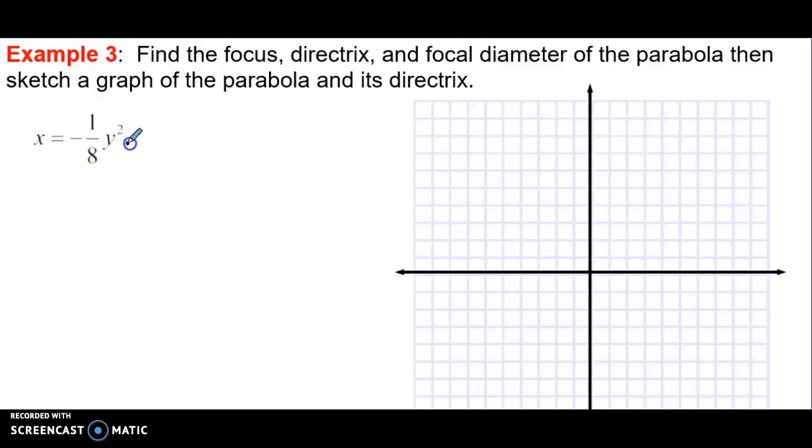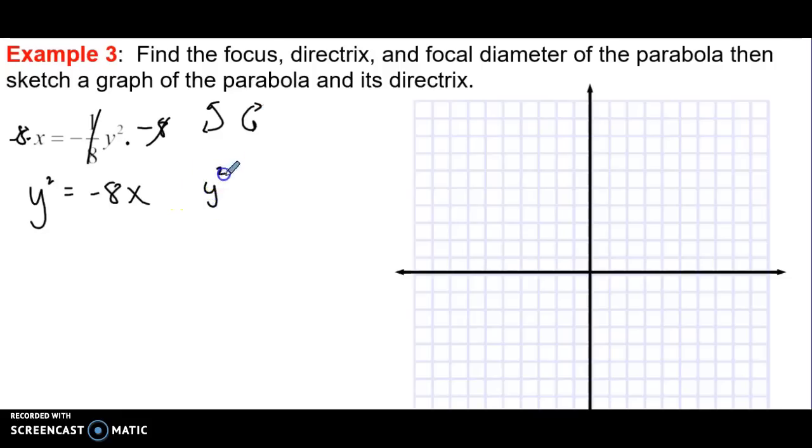So I'm going to go ahead and multiply both sides by -8. So I can cancel these. Those will cancel, and I'll get y squared equals -8x. So now at this point, I know that my graph should either open to that side or to this side. And I also know that my equation is going to read y squared equals 4px. So go ahead and substitute this. So 4px equals -8x. Divide by 4x on both sides. Those cancel, and I get p equals -2.